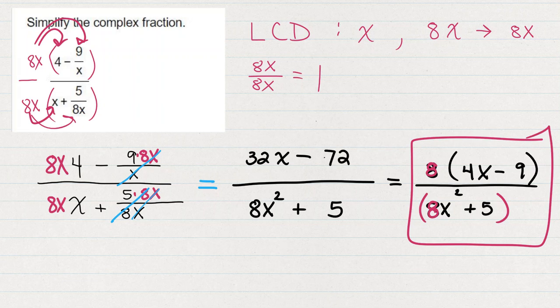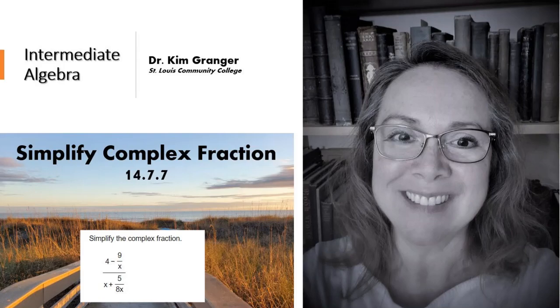Hope that example helps you with simplifying a complex fraction. Keep practicing. It's a complicated procedure until you've done it a number of times, and then it'll seem so easy. And what we've done again was we found the least common denominator for the 8x and the x was 8x. We multiplied the numerator and denominator both by 8x, and that cleared out the fraction of the 9 over x and the 5 over 8x. And then from there we factored to simplify.